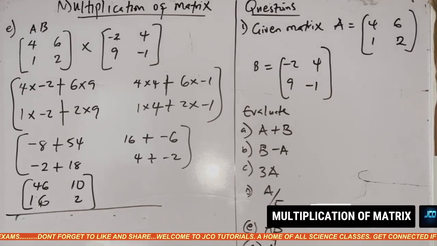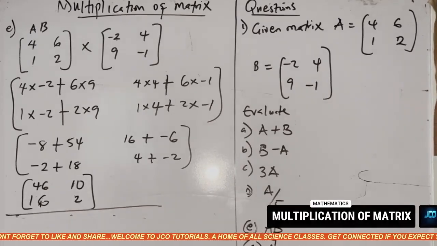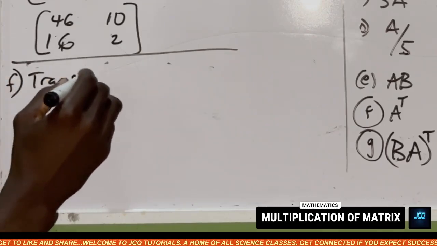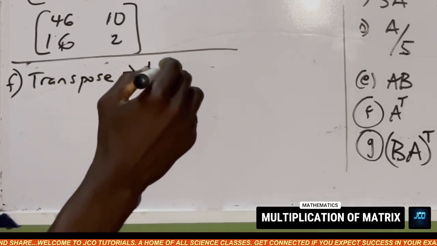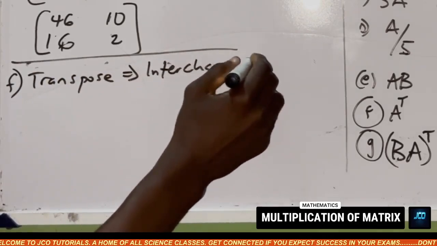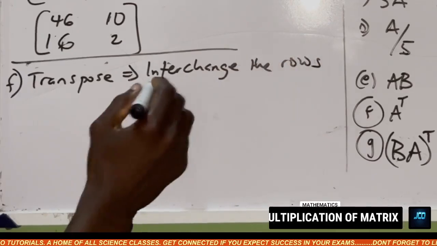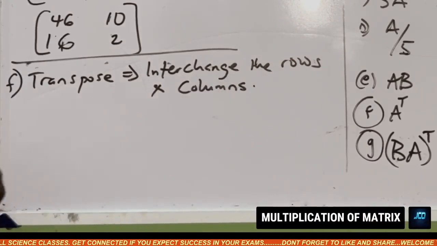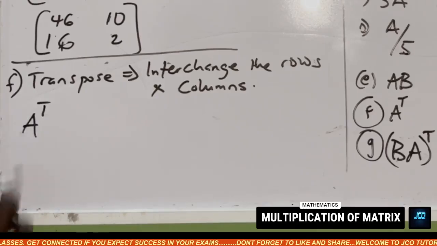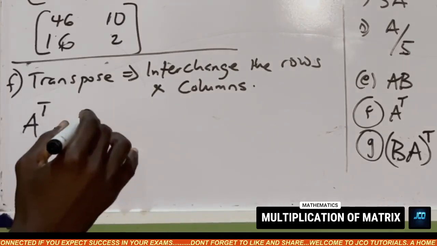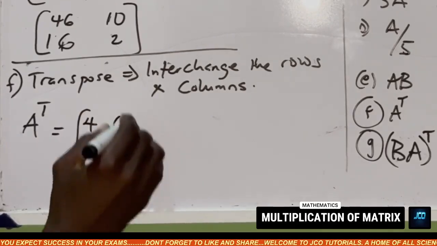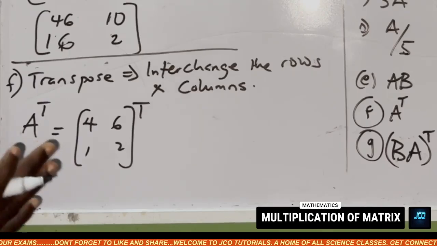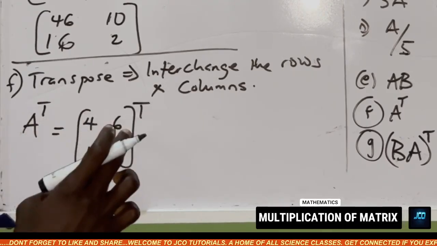And also, if I want to deal with the F, hold on. F is talking about transpose. Transpose is simply when you interchange the rows and columns so that whatever is a row before becomes a column. So I have A transpose, which means matrix A. Matrix A is 4, 6, 1, 2.